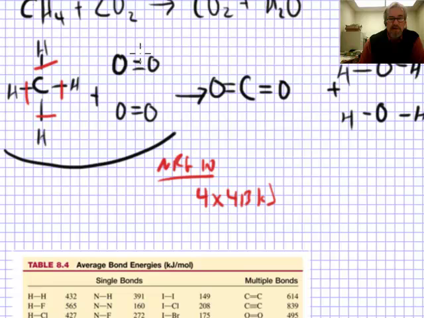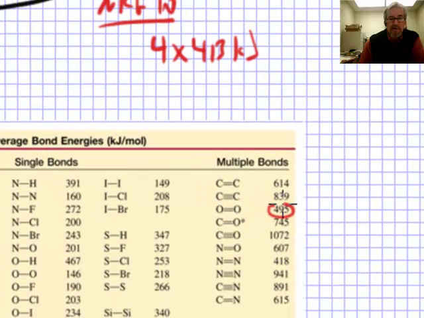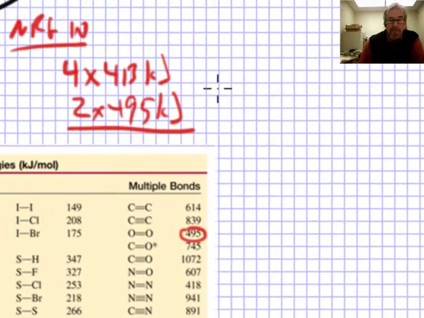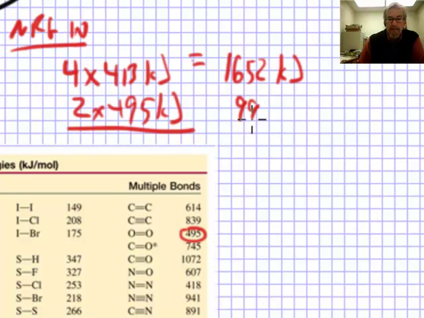We also have to break up 2 O=O double bonds. An O=O double bond is 495. So 2 times 495 kilojoules. If I sum this all up, here's what I'd get: 1652 kilojoules for the C-H bonds and 990 kilojoules for the double O bonds. When I add that up, the total amount of energy that goes in to break up these bonds in the reactant species is 2642 kilojoules. Now let's look at the output side.